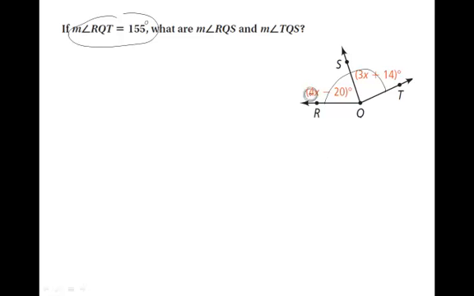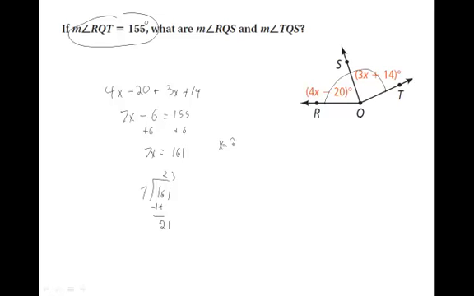So that means these two pieces given by these expressions add up to that. So 4x minus 20 plus 3x plus 14, that's going to be 7x minus 6, that's equal to 155. If I add 6 on both sides, you get 7x is equal to 161, and if I do some quick division here, I get that x is 23.